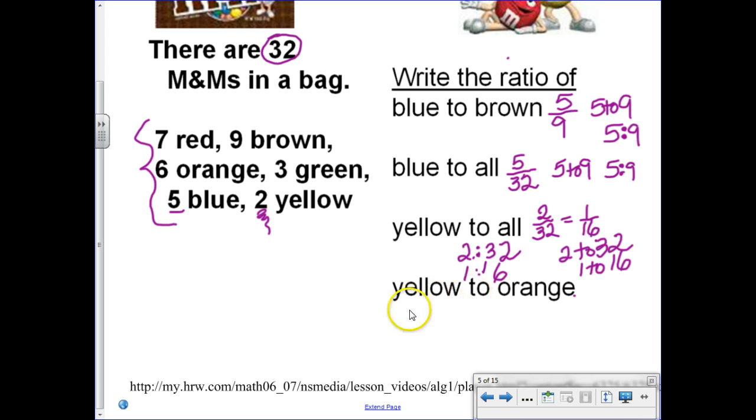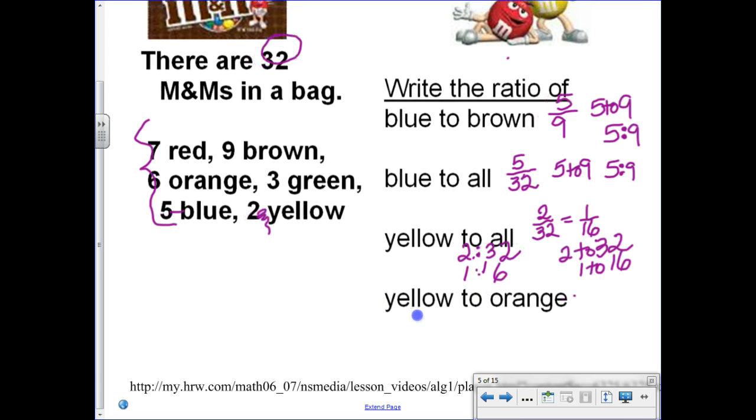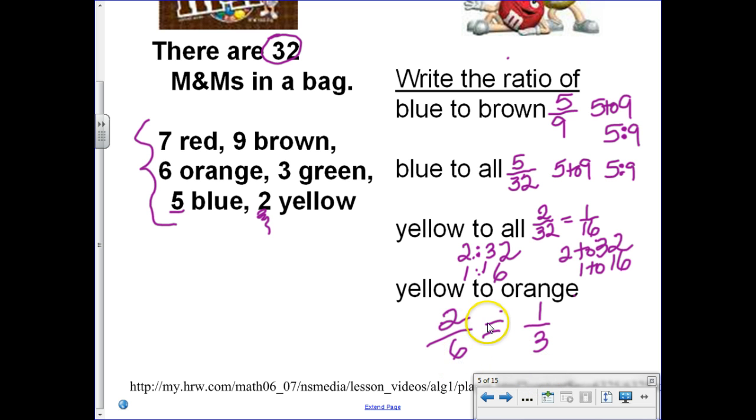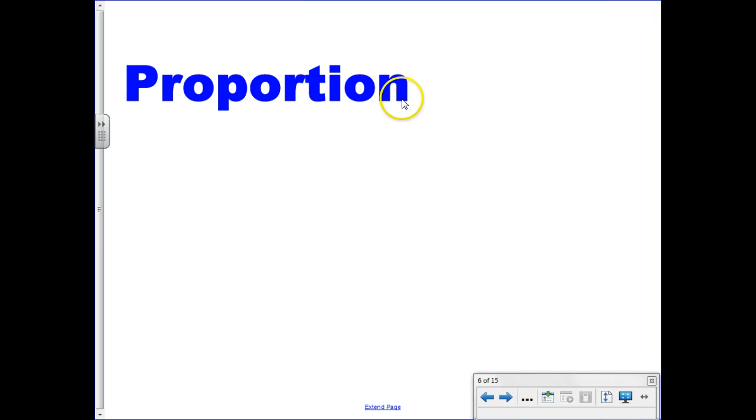All right, the last one here, yellow to orange. I have 2 yellow. Yellow to orange would be 2 yellows, and there were 6 orange. 2 to 6. Here again, we should make sure we put that in simplest form. Typically, we go like this. So 2/6 is the same as 1/3, or 2 to 6, 1 to 3. And again, you could write this in this way, or you could write it in words, and it's all the same. Okay?